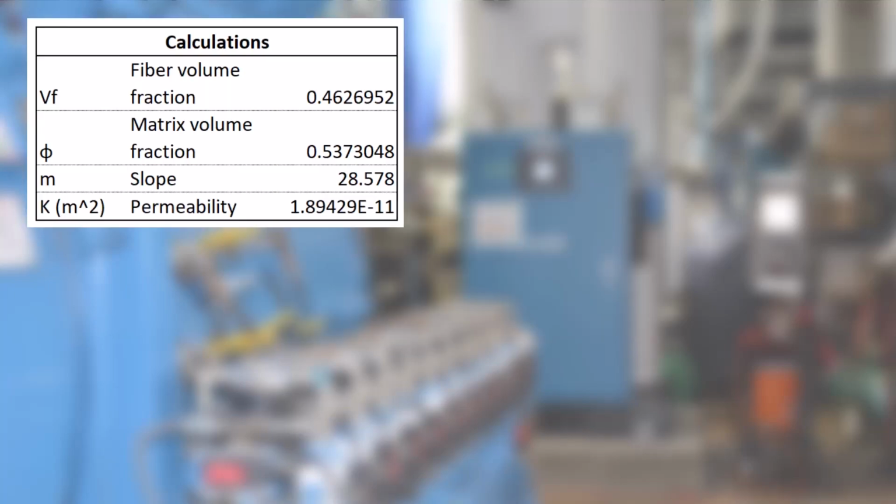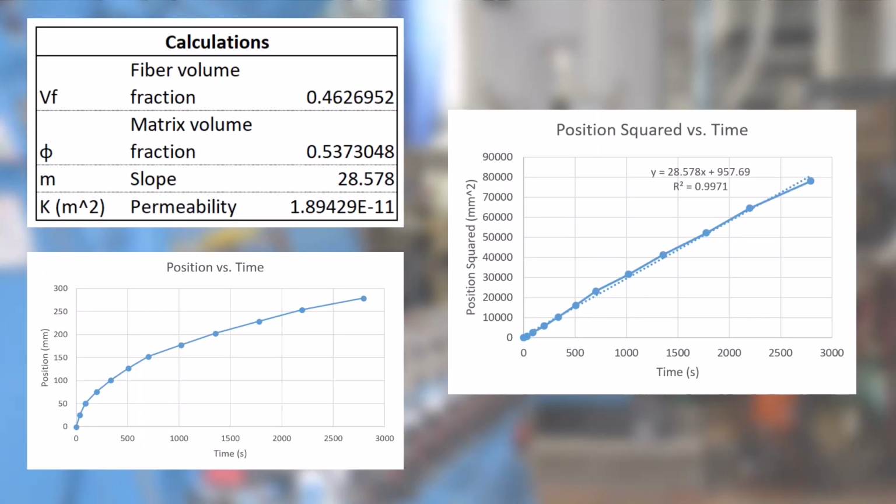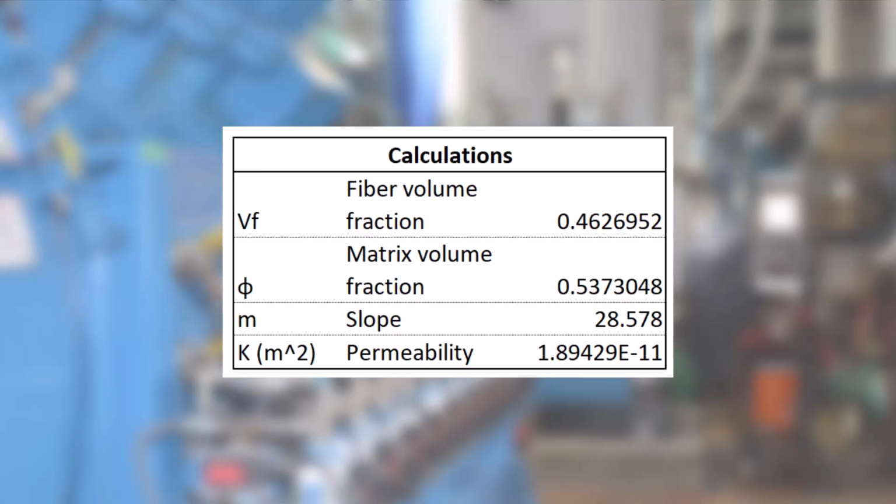Here are our final results from the lab assignment. As you can see, our simple flow front versus time plot is logarithmic, and the flow front squared versus time graph is linear. Our final permeability value is 1.89 times 10 to the negative 11.